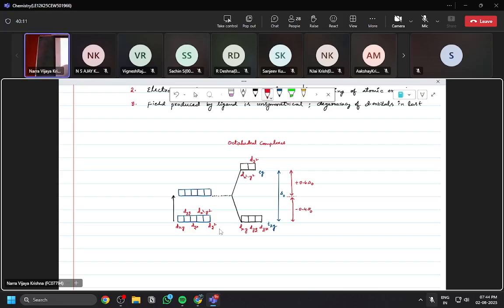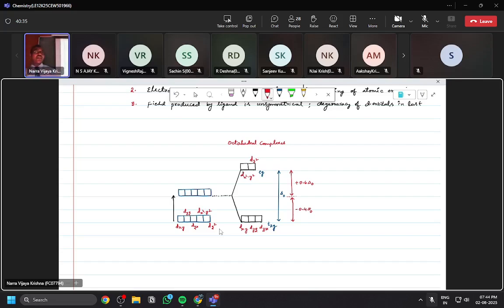Plus 0.6 delta naught. How many electrons can I fill? 4. 4 into 0.6 is 2.4 delta naught. Here, how many electrons can I fill? 6 into 0.4. Net over. Net becomes equal to 0. Any questions in it?